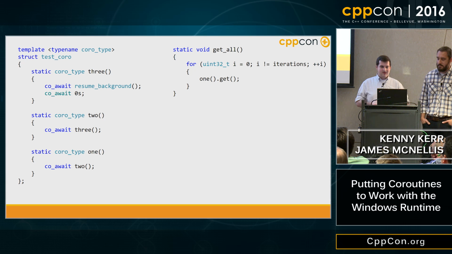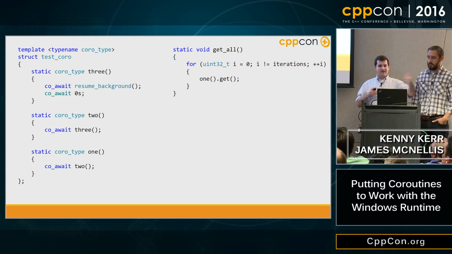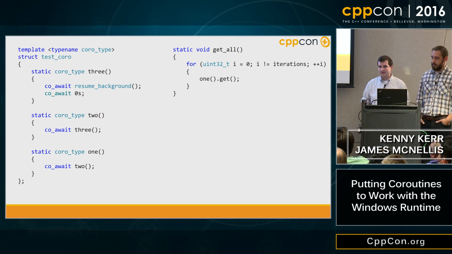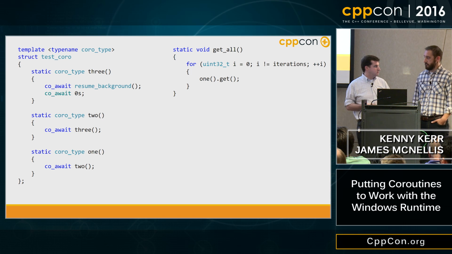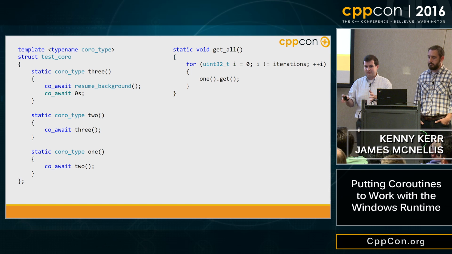So we wrote this little benchmark here, and all it does is it's 3 nested coroutines. So coroutine 1 calls coroutine 2 and then it waits on it. Coroutine 2 calls coroutine 3 and does the same. And then coroutine 3 just moves to a background thread and it doesn't actually do anything. So what we're really trying to measure here is the actual overhead of our IAsyncAction implementation compared to std::future or PPL task, which is the task implementation that most people are using for Windows Runtime programming today.